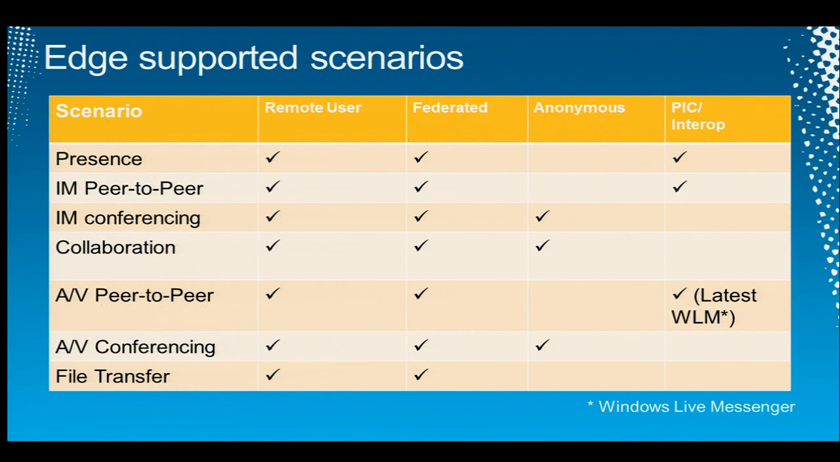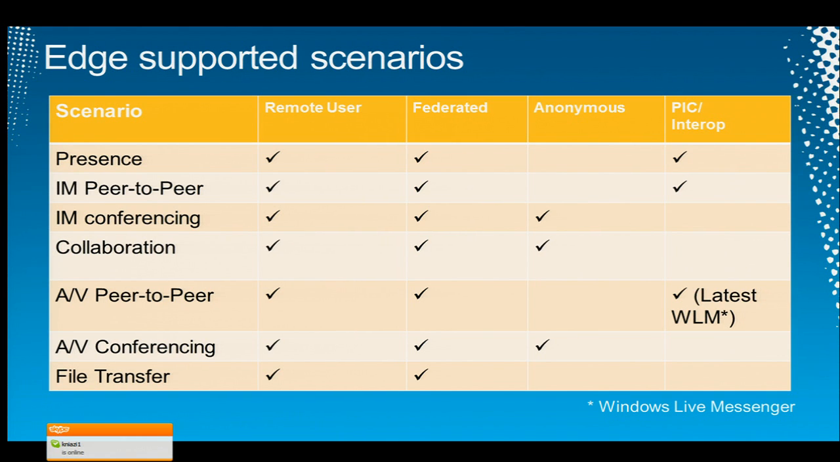All right. So this table here provides a quick snapshot of the edge-supported scenarios. So presence, it's supported in remote user access, federation, and PIC interoperability. You don't do it for anonymous users because they're anonymous. They don't have a corporate credential in your network, so you're not going to look at their presence. They don't have a specific account. You can do IM peer-to-peer for all three, federation, remote access, and PIC. You can do IM conferencing, and here you can do it for remote user, federation, and anonymous users. So anonymous users, you can invite, say, a partner or a customer to your IM conference without them having to have an account. That's what it means to be anonymous and still participate there.